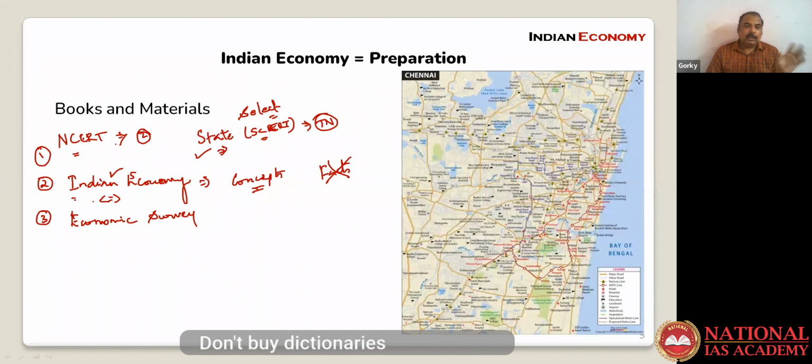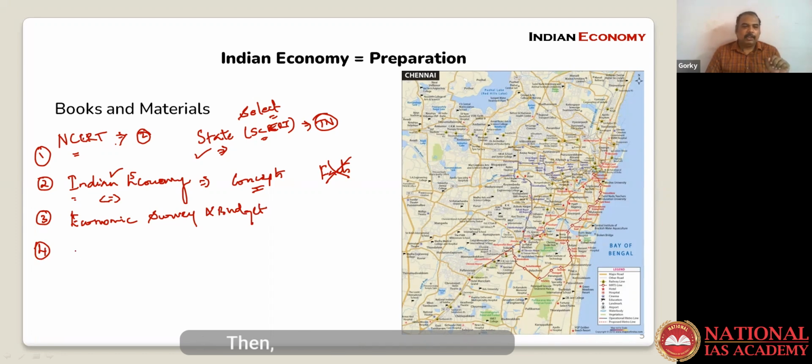Don't buy dictionaries of economy. You are not going to do an MA or MSc in economics here, right? So don't go for dictionaries. Just a simple book which tells you what inflation is, how inflation is related, what the types are, basic information. That's important. And then the Economic Survey and budget. All these will be updated yearly, so you need to get updated yearly.